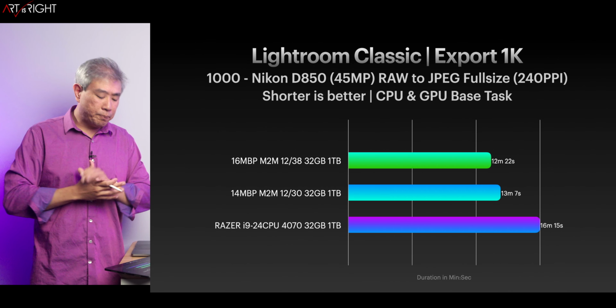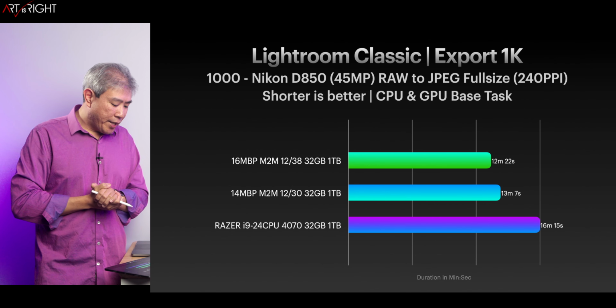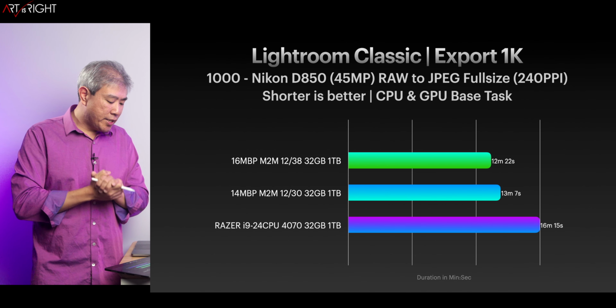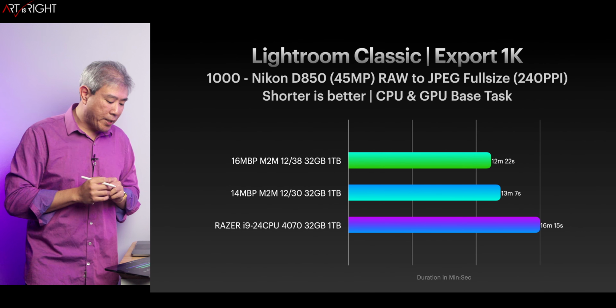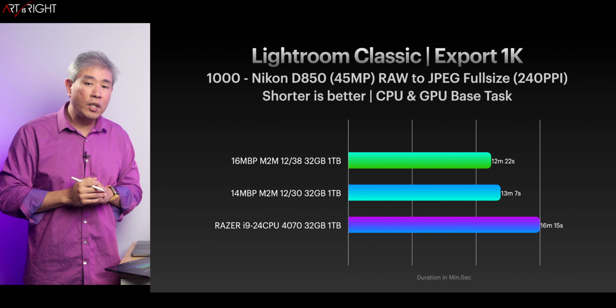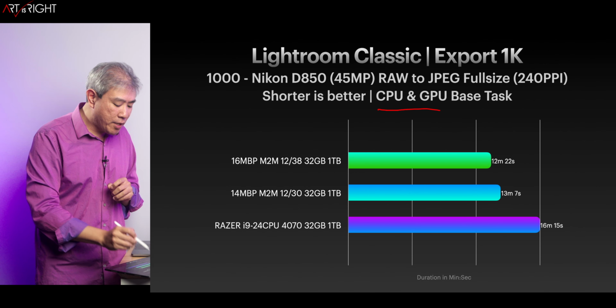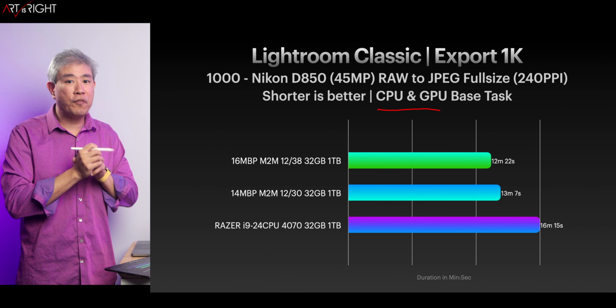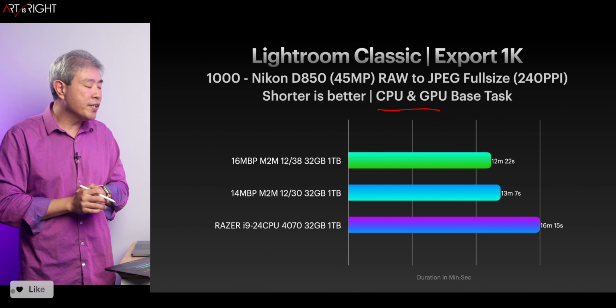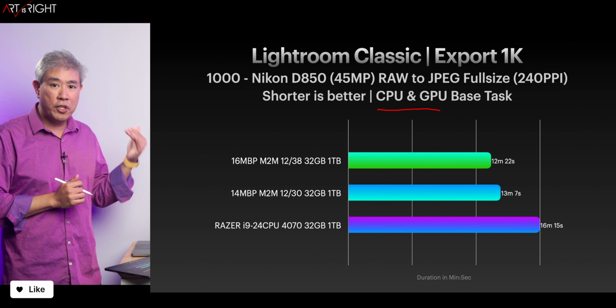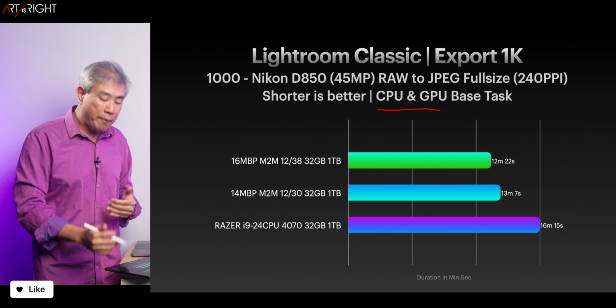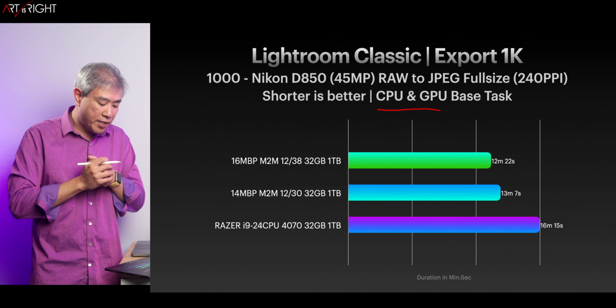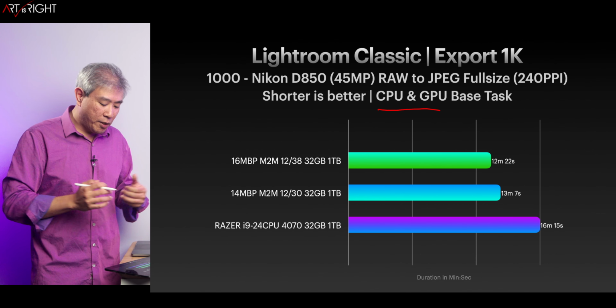So what about export? 1000 files from, again, the same Nikon D850 RAW file to full-size JPEG. When we take a look at this, this is a CPU and GPU based task. So the 4070 Nvidia RTX is really kicking in and doing a lot of the heavy lifting. Timing is a lot closer to each other. This is much better to see than what has come before.